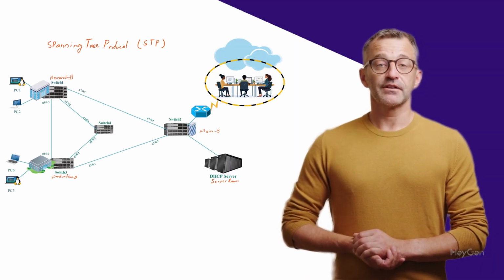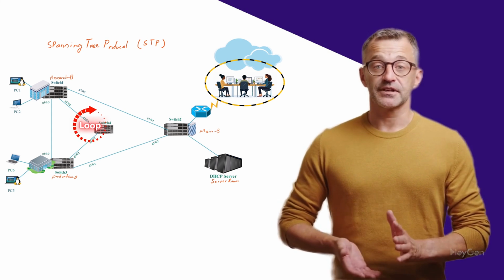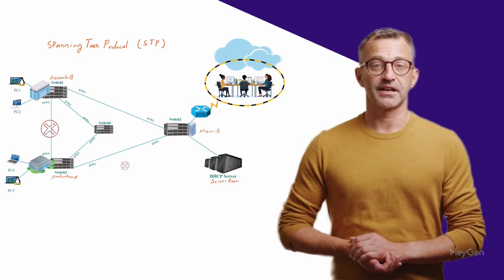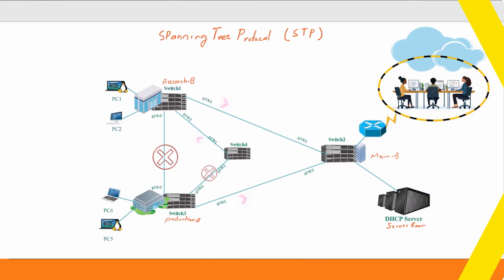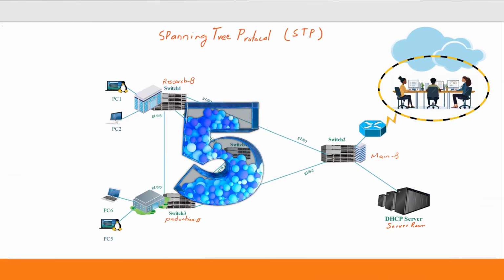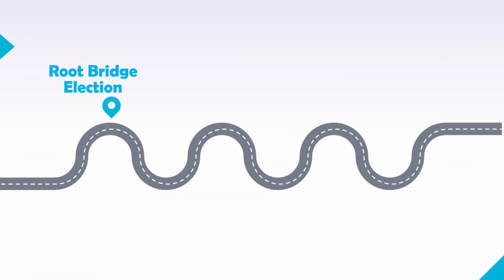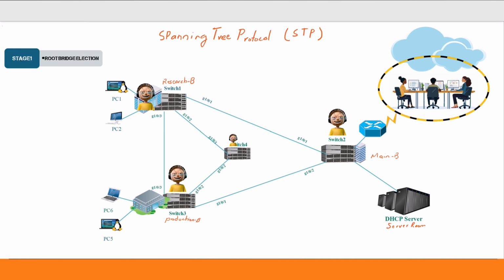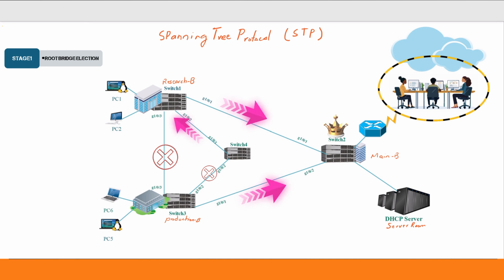STP, or Spanning Tree Protocol, helps prevent loops in the network by creating a loop-free topology through a process of path selection and blocking redundant paths. Here is how it works in 5 stages. Stage 1: root bridge election. In the first stage, all connected switches in the network talk to each other and select one switch as the root bridge, or king of the network. It means all switches select one path to the root bridge as the active path, and the rest of the paths are kept as backups.